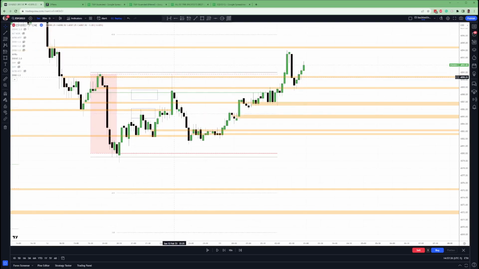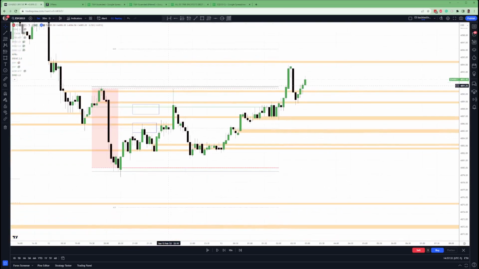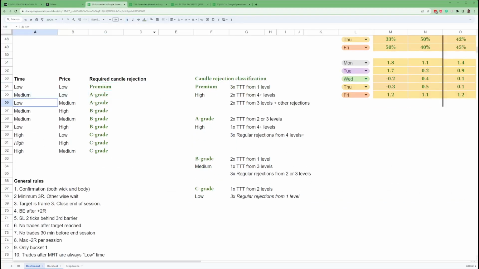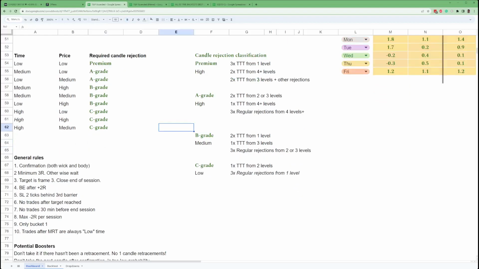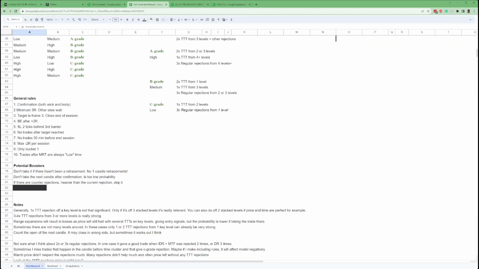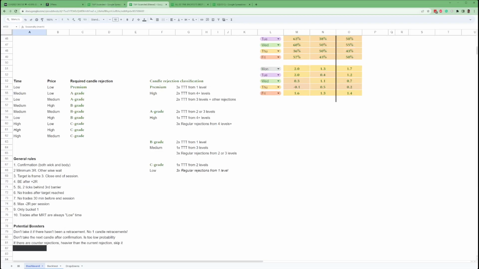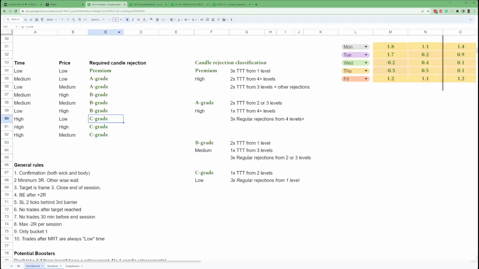So we would have to reject one level or several, at least 3 times to the tick, like it does here. And then for each of the different combinations, we have different classifications. And then, of course, what I mentioned previously, the stronger time and price get, the less evidence we need from the candle rejections. Let's see, I think I made... Okay, so there's one thing I still needed to change here.